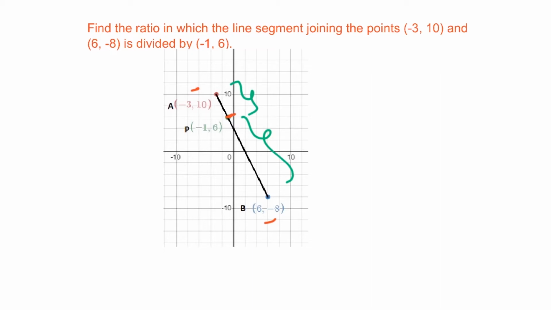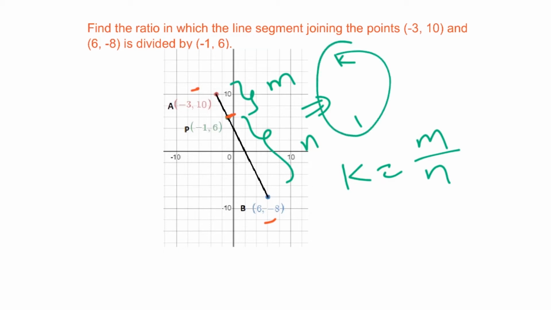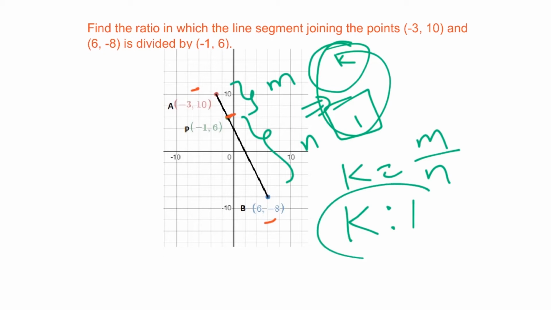Let us consider that this is divided in the ratio of m is to n, or we can say k is to 1, where k is equal to m divided by n. If we consider k and 1, it means we already know one number, which will be easy to solve. So let us think that this is dividing in the ratio of k is to 1, and further solve by finding the value of k.